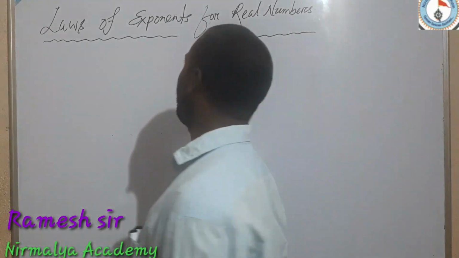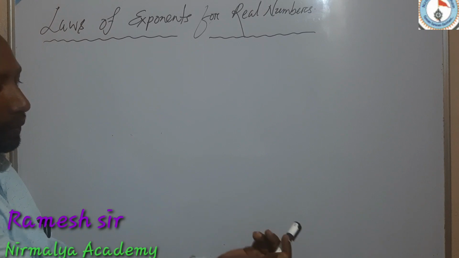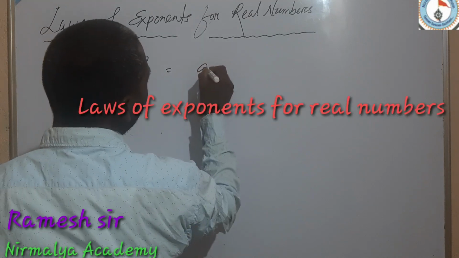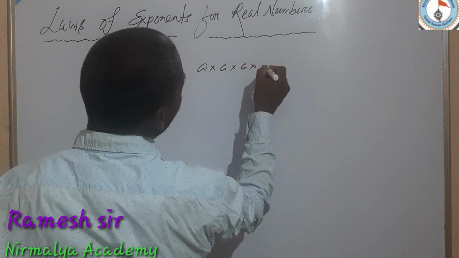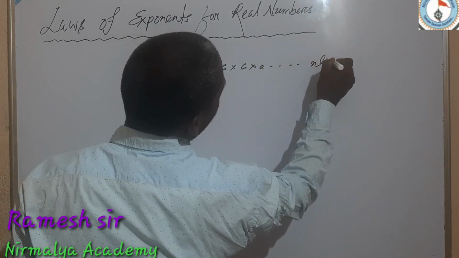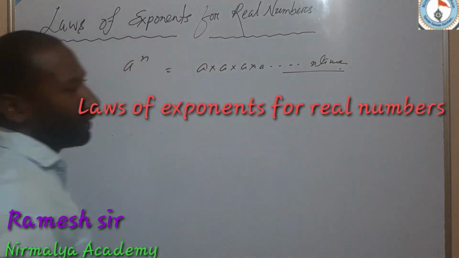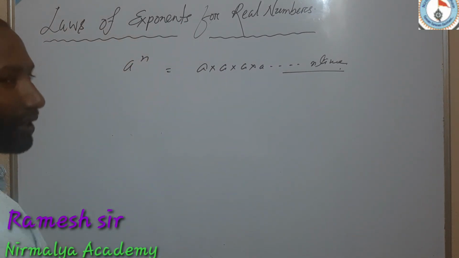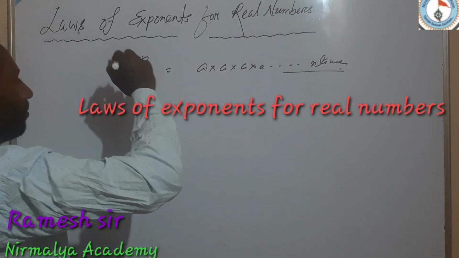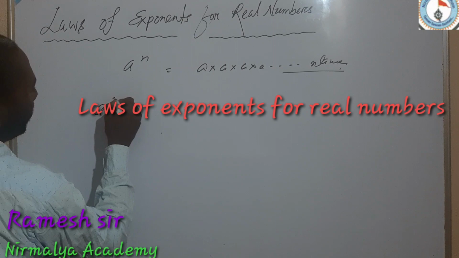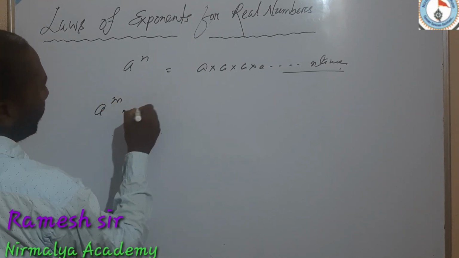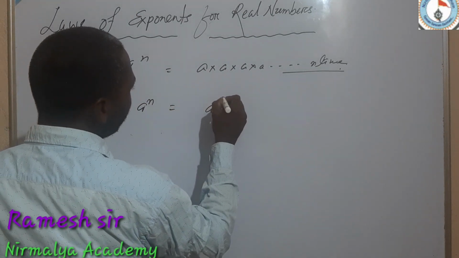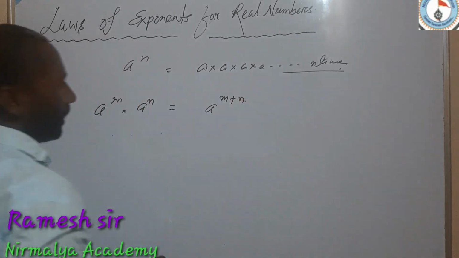The laws of exponents for real numbers. We have known that a to the power n means a into a into a, n times. So today we will discuss the laws of exponents for real numbers. The first law of exponents for real numbers is a to the power m into a to the power n equals a to the power m plus n.